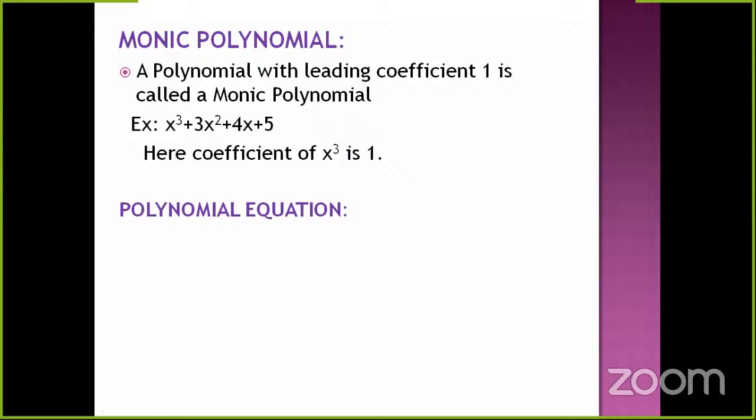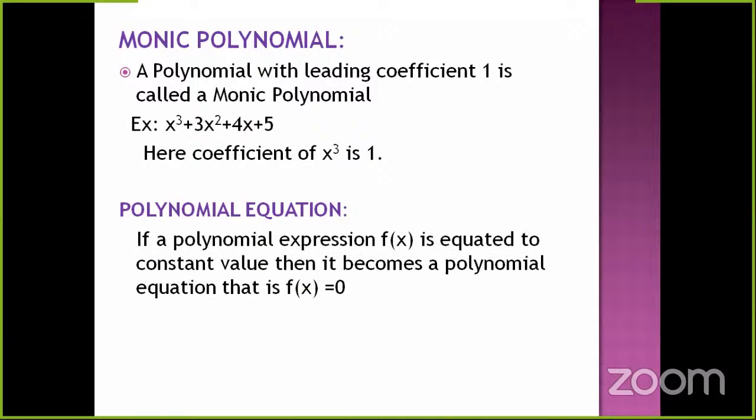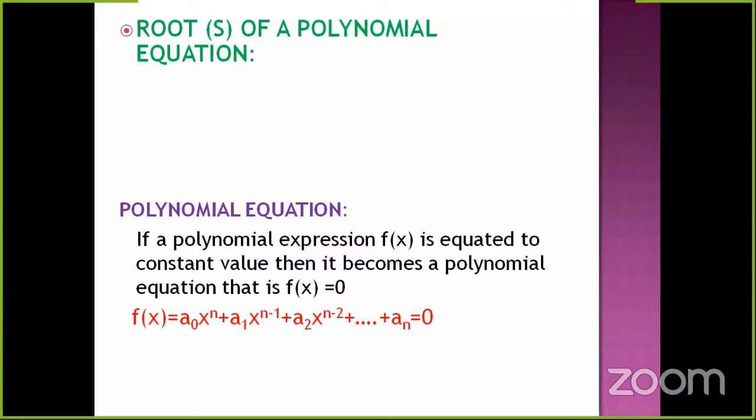Now, we will deal with polynomial equations. If a polynomial expression f of x is equated to a constant value, then it becomes a polynomial equation. That is, if f of x is equal to 0, then we call this a polynomial equation. So the nth degree polynomial equation is represented as f of x is equal to a0 x power n plus a1 x power n minus 1 plus a2 x power n minus 2 plus so on plus an is equal to 0.